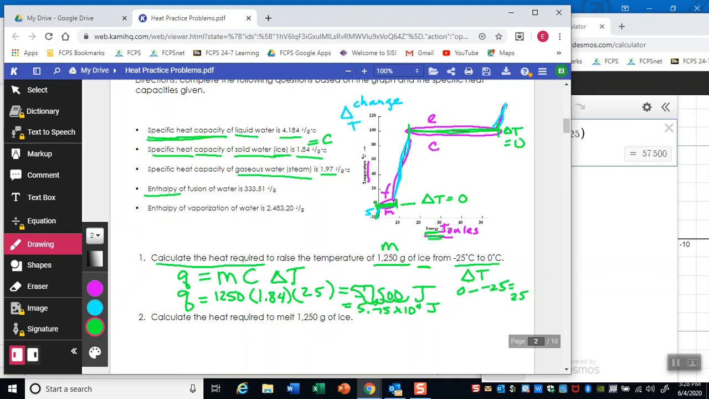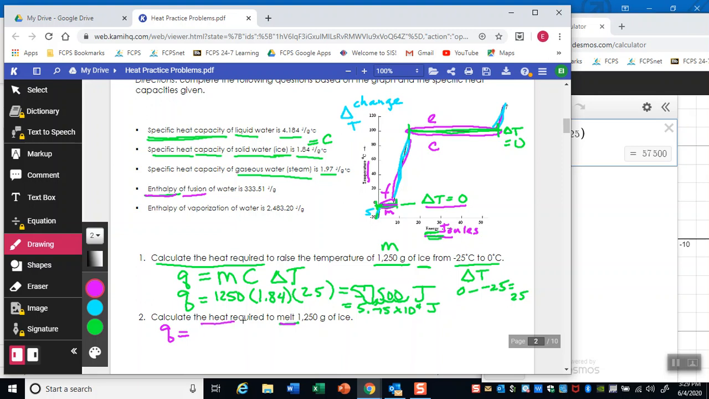I'll do the next one because it has to do with enthalpy. So this had to do with specific heat capacity, because we had a change in temperature. But if I'm melting, remember melting means the change in temperature is 0. So if I multiply by 0, my heat is 0. I'm not using the change in temperature because there is no change in temperature. I'm using the enthalpy. I'm melting, so that is fusion of water, and that is very similar.